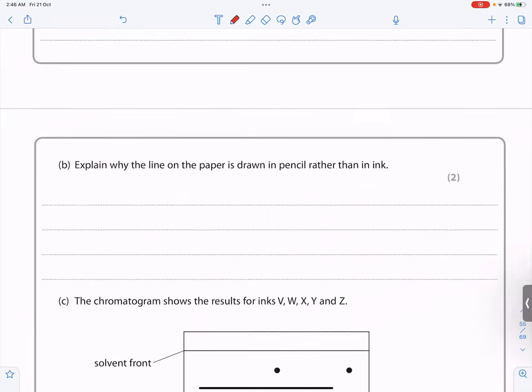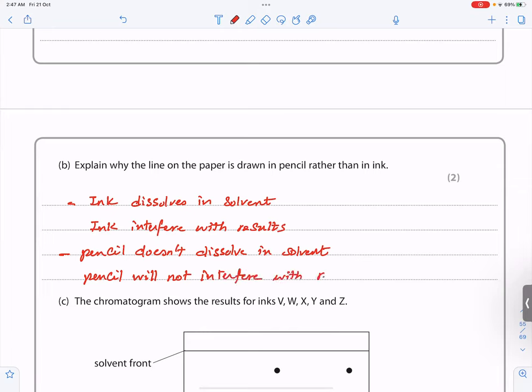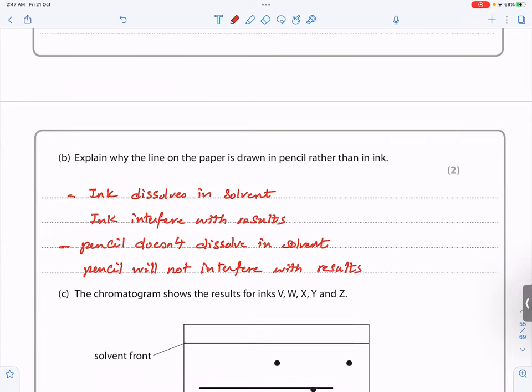Explain why the line on the paper is drawn in pencil rather than ink. ممكن نقول ان الانك بيدوب في السولفنت فكده هينترفير مع الريزلتس. يبقى هنا ink dissolves in solvent وبالتالي الانك انترفير مع الريزلتس with results. وممكن نقول العكس ان البنسل ما بيدوبش في السولفنت, doesn't dissolve in solvent وبالتالي مش هي interfere. يبقى البنسل will not interfere with the results.